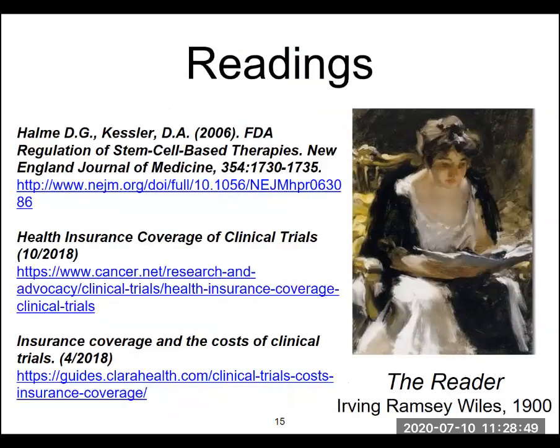What I've got for you for readings for today, again, is a little bit more information about FDA regulations on stem cell-based therapies, health insurance coverage for clinical trials, and another article associated with insurance coverage and the cost of clinical trials. Again, you want to be informed if you're going to be involved with a clinical study.